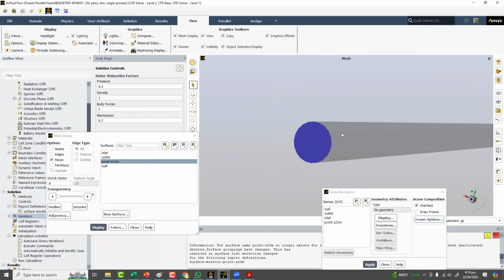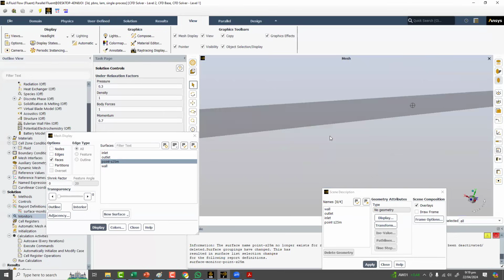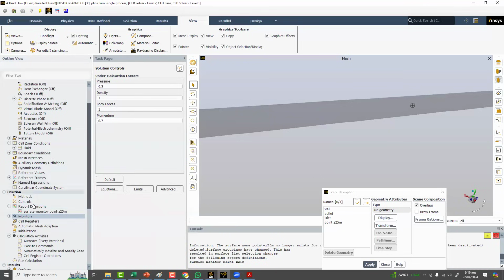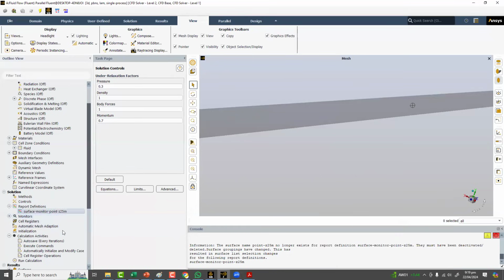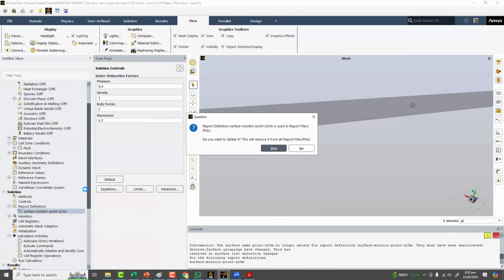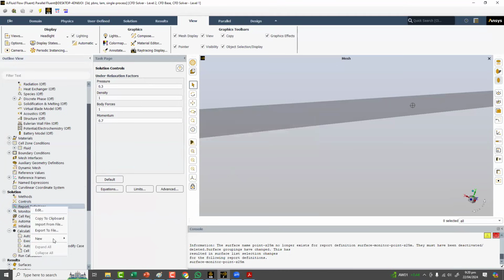On this point, I want to see the velocity change as the solution is progressing. I want to see with every iteration how the solution is progressing on this point, and based on that point's results, I can decide about the convergence of my solution. The result plots are important, but you should also be monitoring based on your own requirements. Now the report definition is placed here. You can right click here and delete, so you can put your new surface monitor.